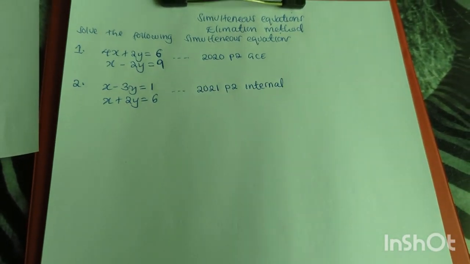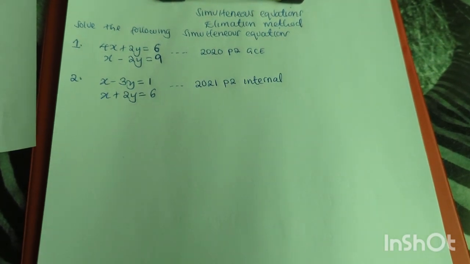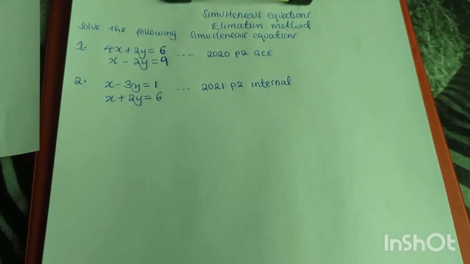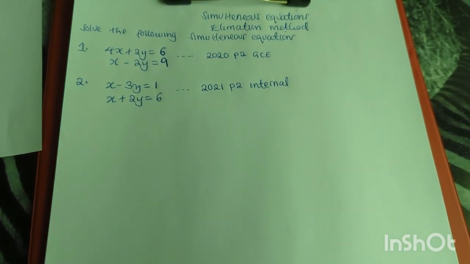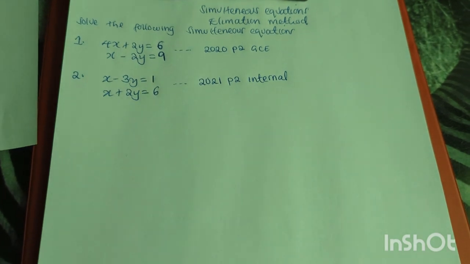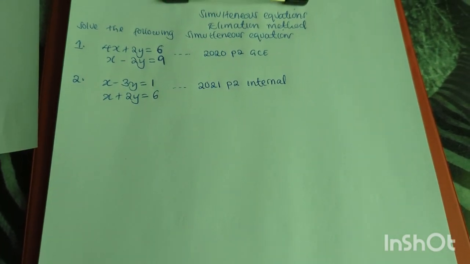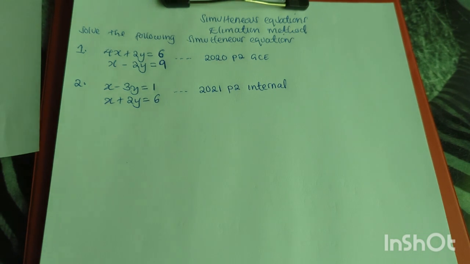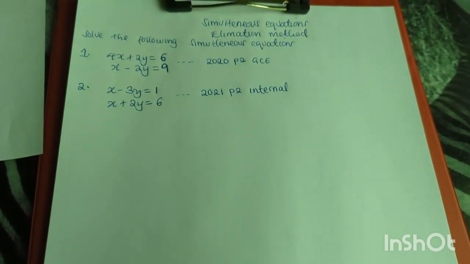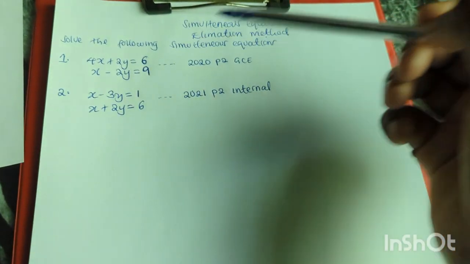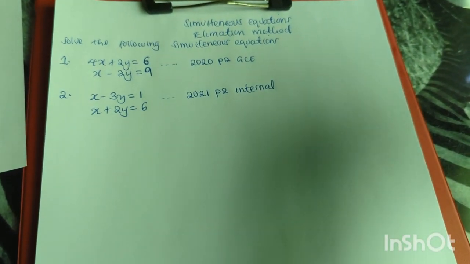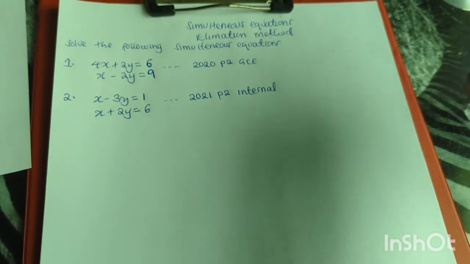Students, in this tutorial, we'll be looking at how to solve simultaneous equations using the elimination method. So in the exam, let me start by saying there are only two methods used at grade 9 level. We have the elimination method and the substitution method. So how do you know when to use elimination method and substitution method? We use elimination method when we have a variable that has the same coefficient on both equations.